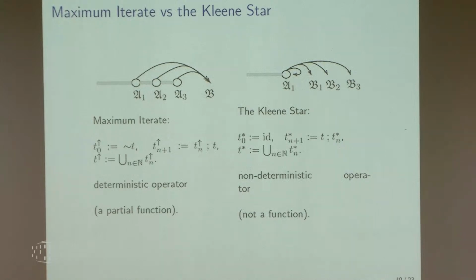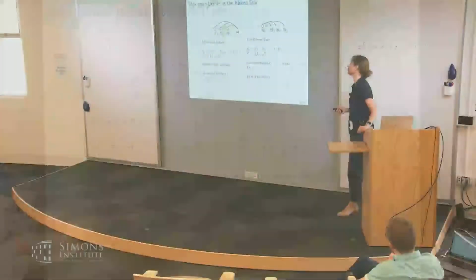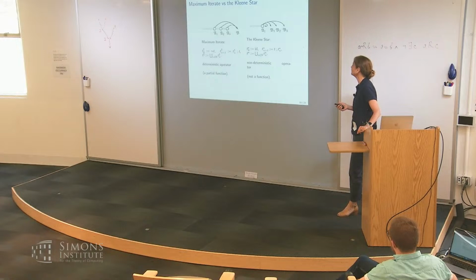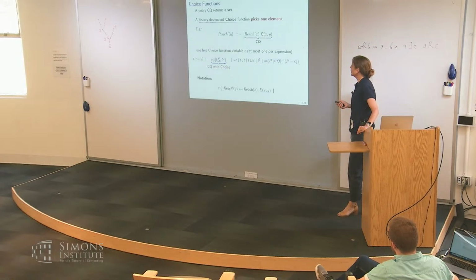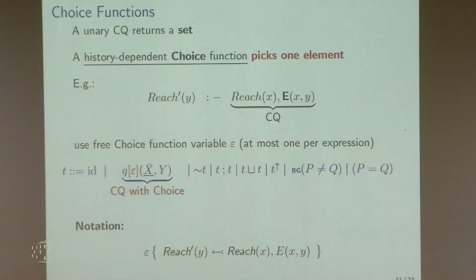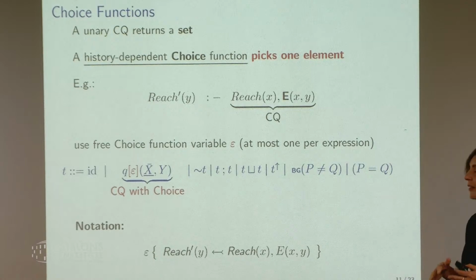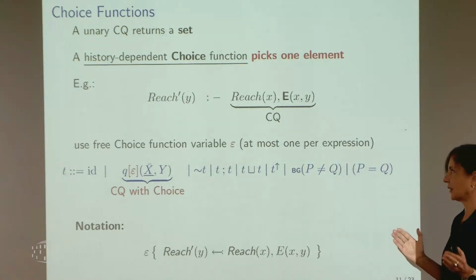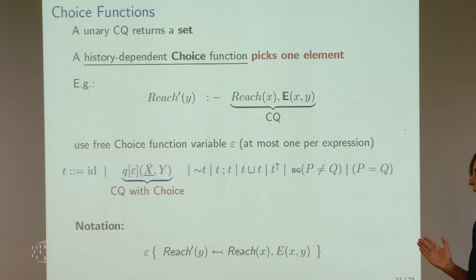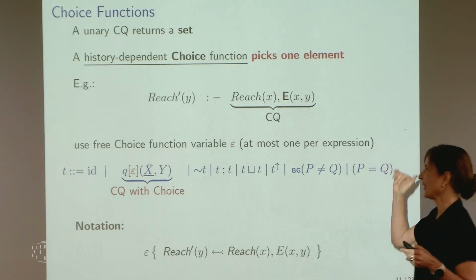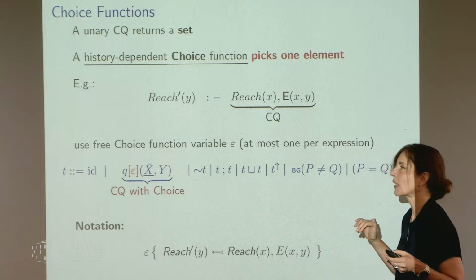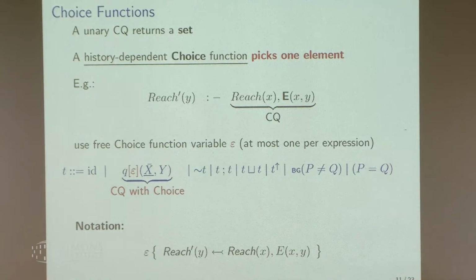I deal with it with restricting choice functions, which will be described shortly. Choice functions are fundamental to this approach. When we have conjunctive queries, such a query returns a set. It's a unary conjunctive query, it returns a set. A choice function picks one element out of that set. And that choice function is history dependent. It is formally described on the next slide.